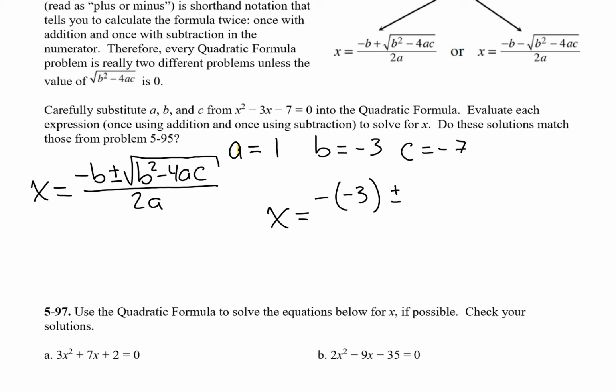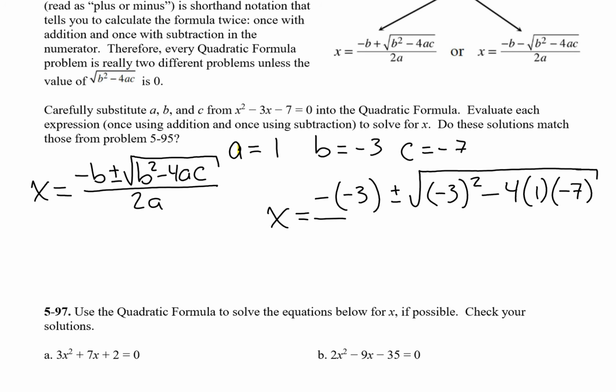And then I've got plus or minus the square root of. Inside of the radical, I'm going to take b and square it. So I'm going to write -3 in parentheses squared minus 4 times a, which is a 1, times c, which is a -7. And I'm going to divide all of that by 2 times a, and a is just 1, so 2 times 1. All right, there we go.